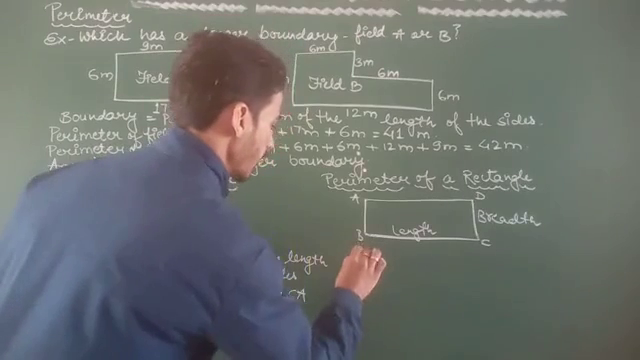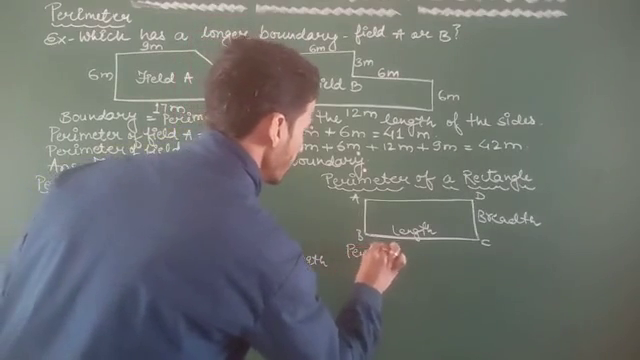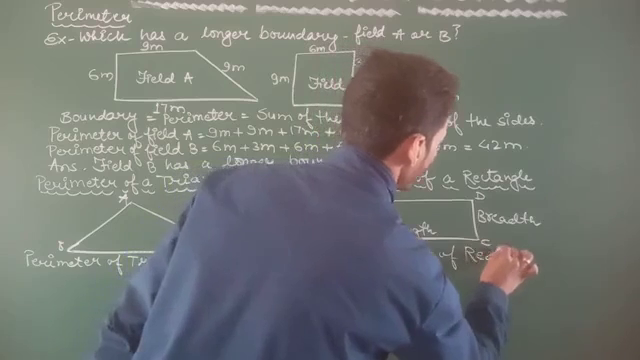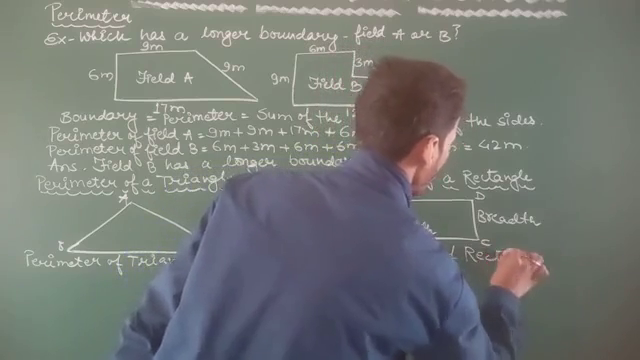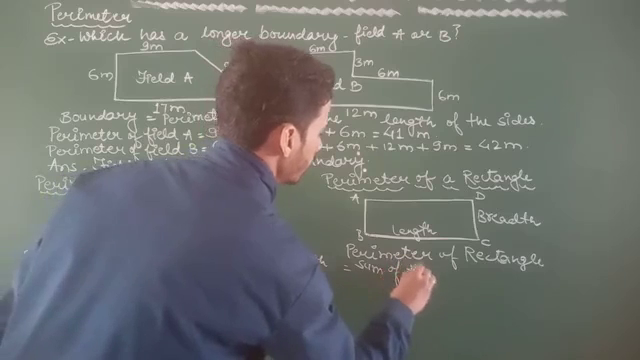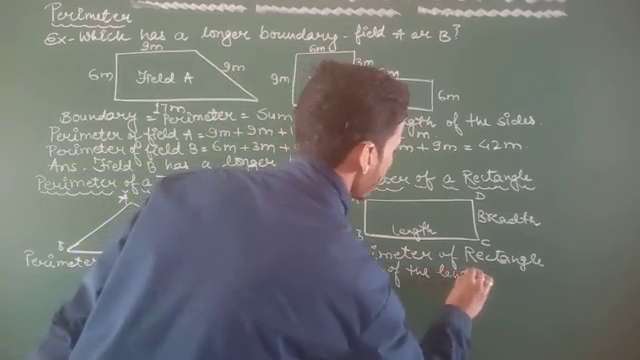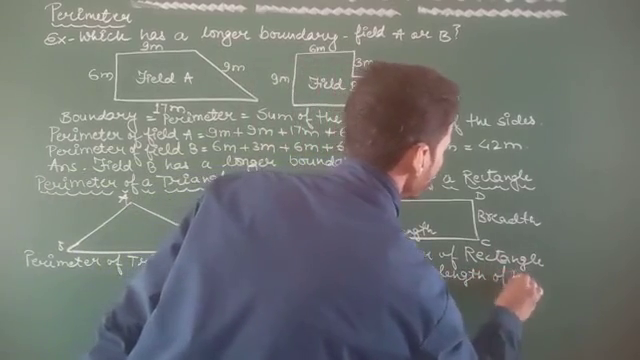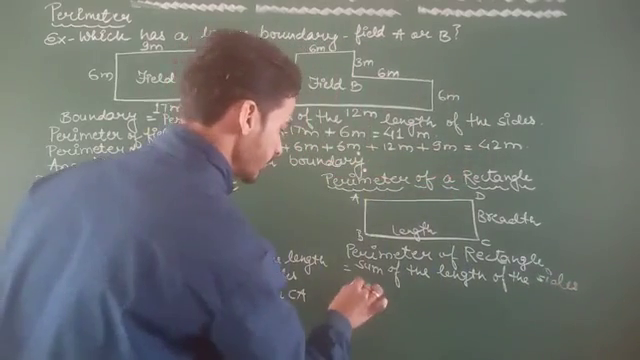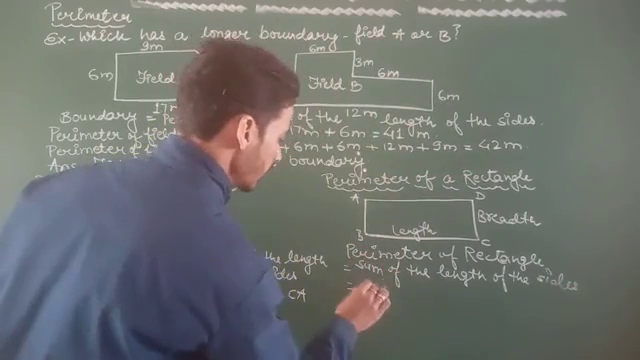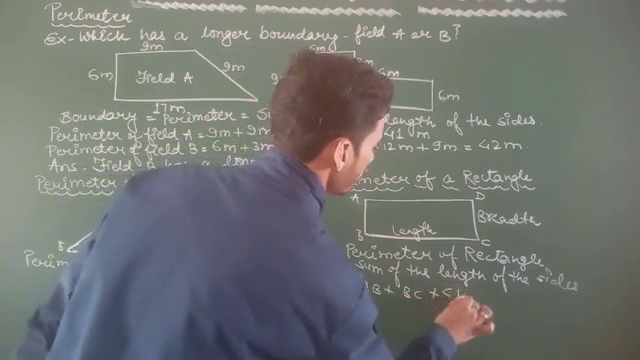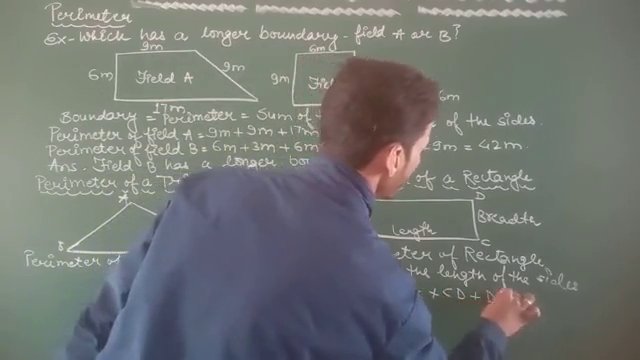So the perimeter of a rectangle is equal to the sum of the length of the sides. So that is length of AB plus length of BC plus length of CD plus length of DA.